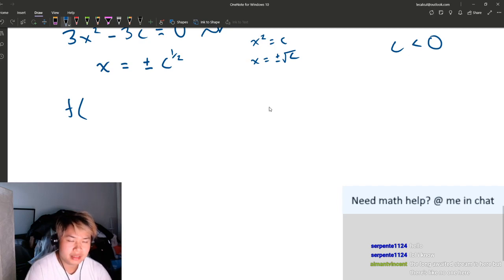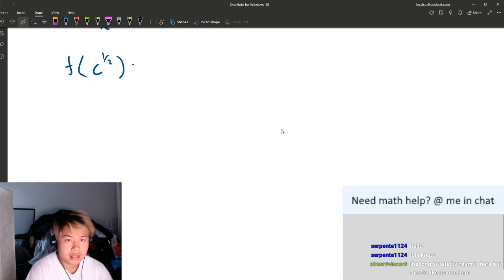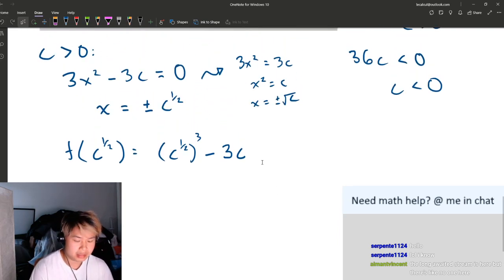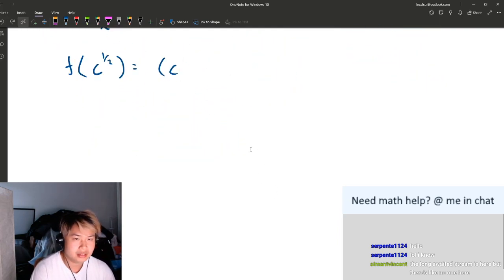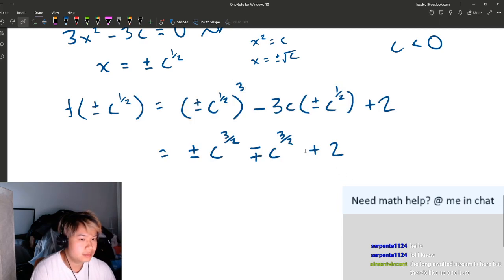But I feel like I'm going to run into that same issue that I had. So let's do positive c to the half. So this is my x value, and then I would plug that in. So c to the 1/2 to the power 3 minus 3c. Oh, never mind. Okay, undo. I was right. Okay. You can do it the fancy way. I was just being dumb. For some reason, I forgot there's a 3 here.